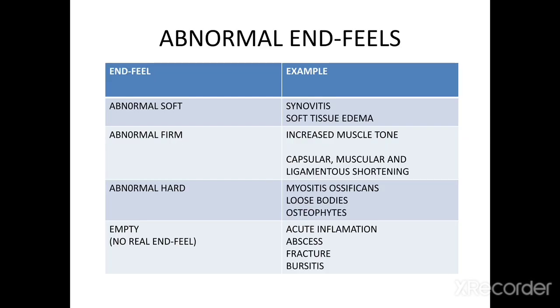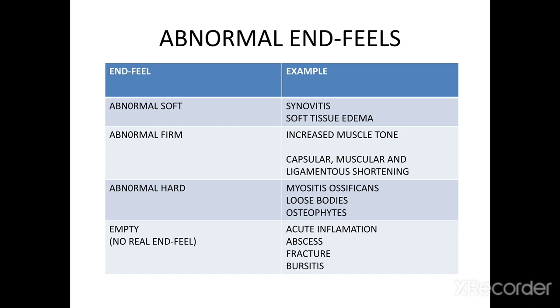Now we move on to the next variety of the end feel, that is known as the abnormal end feel. Here it might be a correct or incorrect end feel with an incorrect point of range of motion. So the range is always limited in the abnormal end feel.